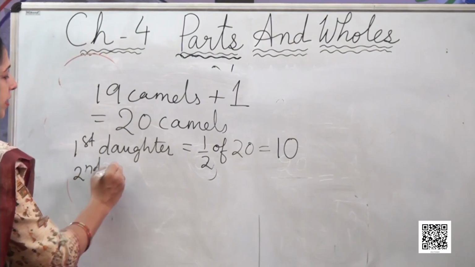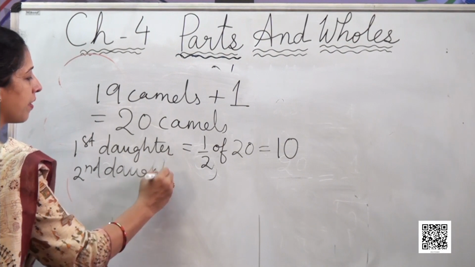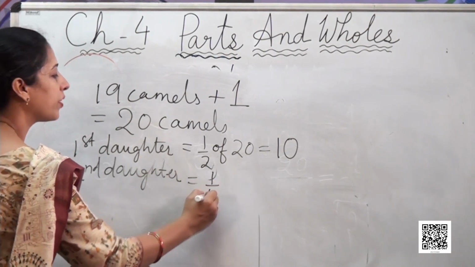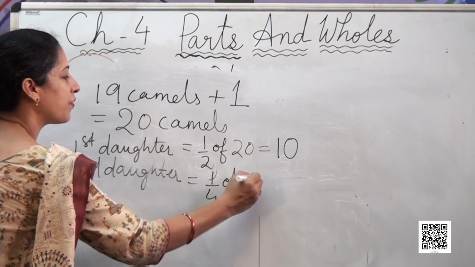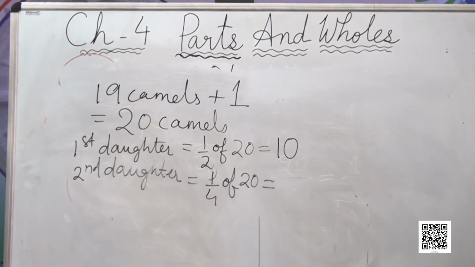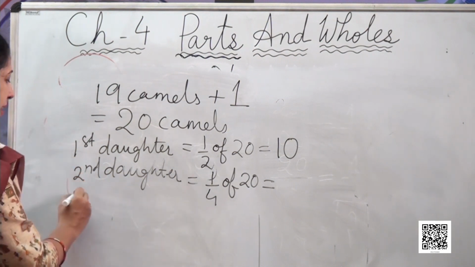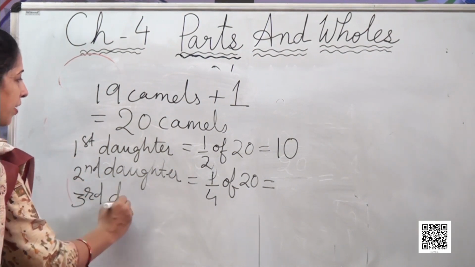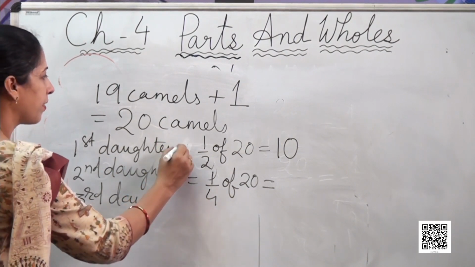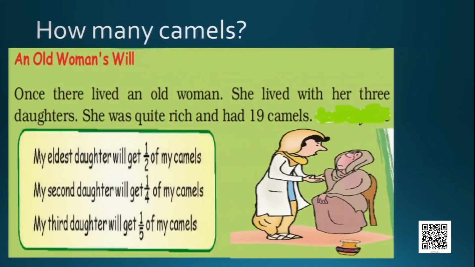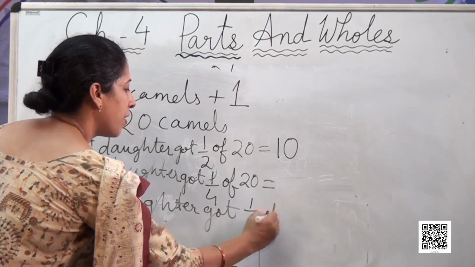So second daughter got 1/4 of 20. 1/4 of 20 means 20 divided into 4 equal parts. So 1/4 of 20, just find out by that time. Let me write this down. Third daughter got 1/5 of the camels, 1/5 of 20.